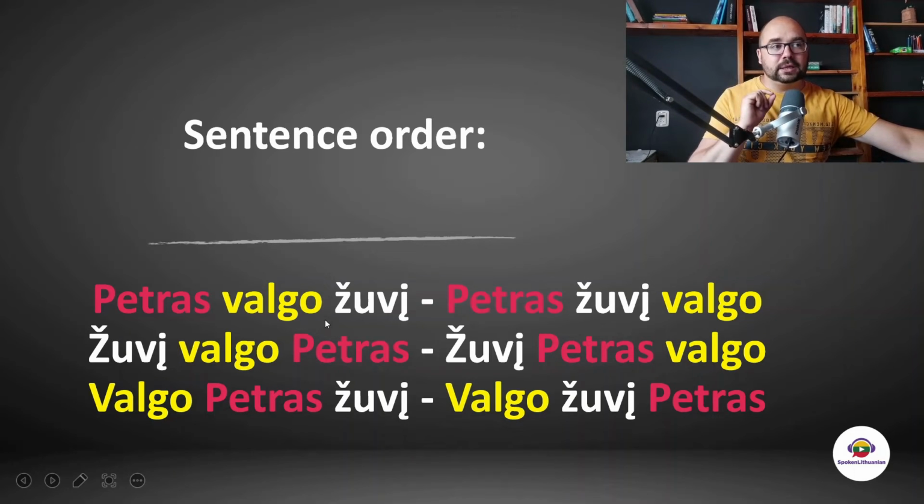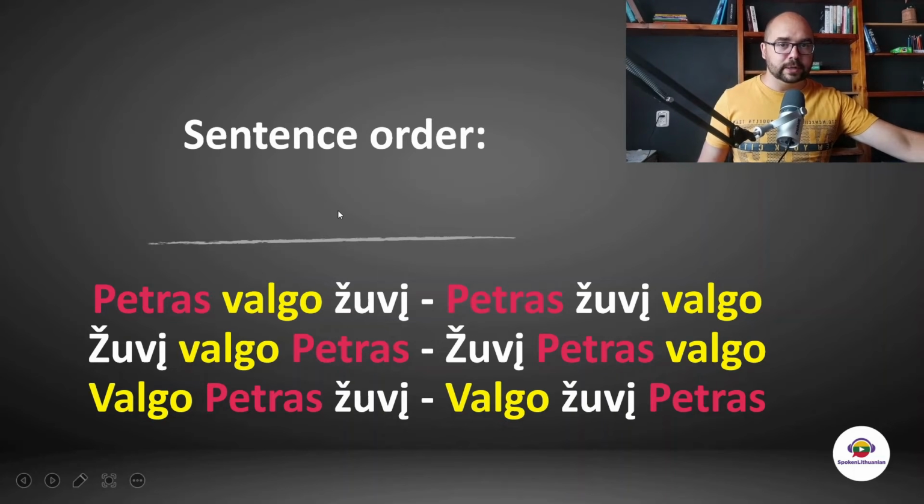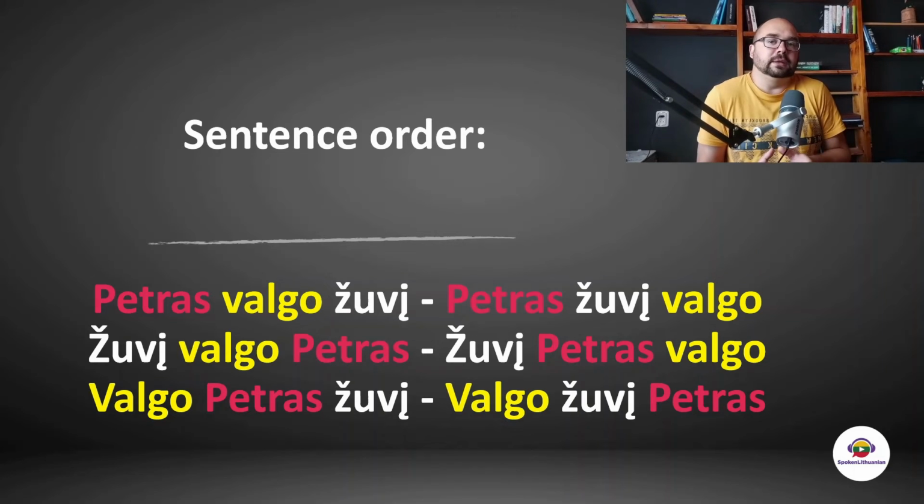So Petras valgo žuvį. If I say Petras valgo žuvį, I'm emphasizing žuvį. It means that Petras is not eating anything else or doesn't eat anything else, just fish. If I'm saying Petras valgo žuvį, I emphasized valgo word, that I'm emphasizing that he is eating it, not doing anything else with it. And if I emphasize Petras, I'm emphasizing that Petras is eating, nobody else.